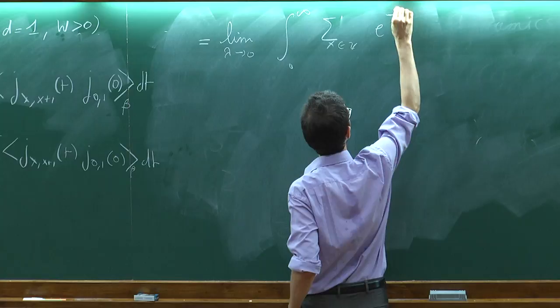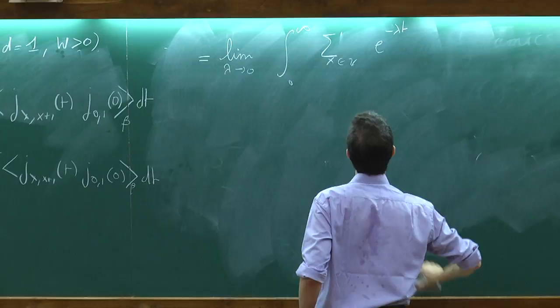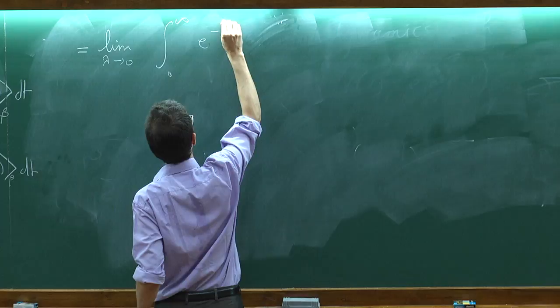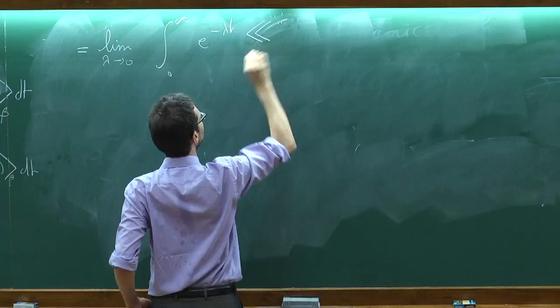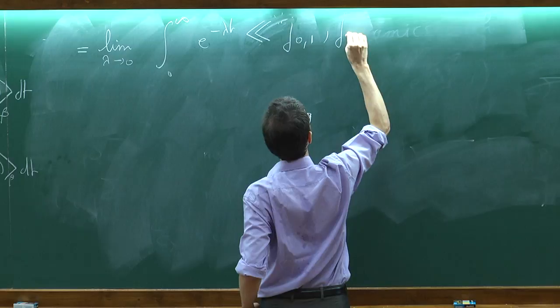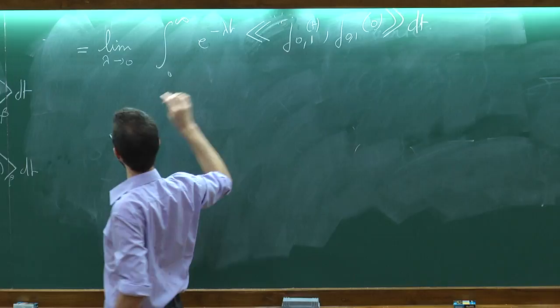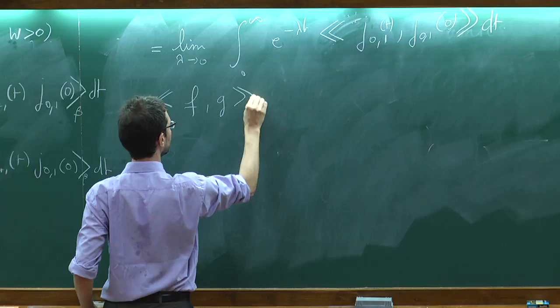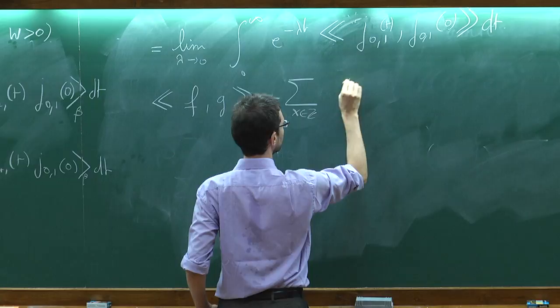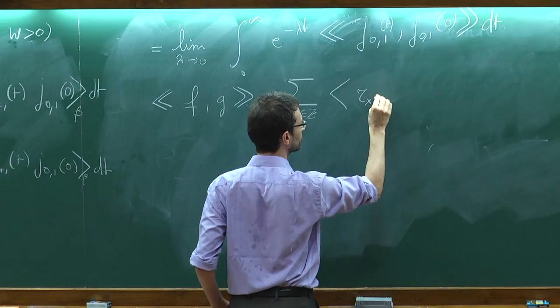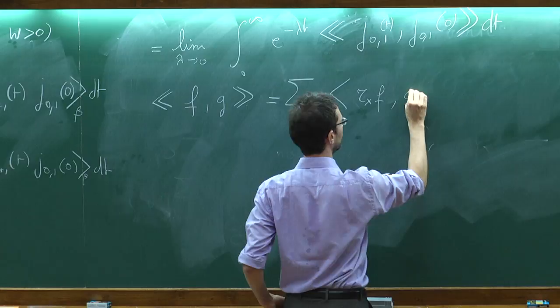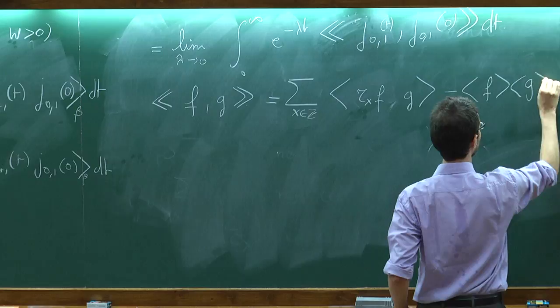Okay, sorry. So what I will do is rewrite the sum over x in Z in the following form. What is this scalar product that I introduced? It is defined in the following way. It is the sum over x in Z: you take the translation of the function f with respect to the shift of the lattice tau_x, multiplied by g, minus the product of f and g, where this bracket denotes the expectation with respect to the Gibbs measure.